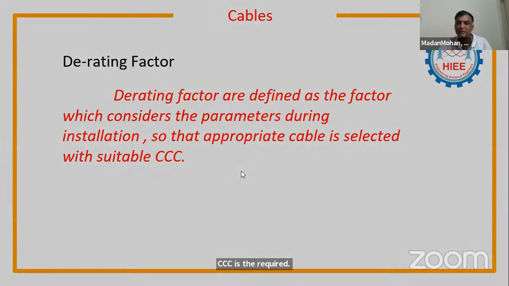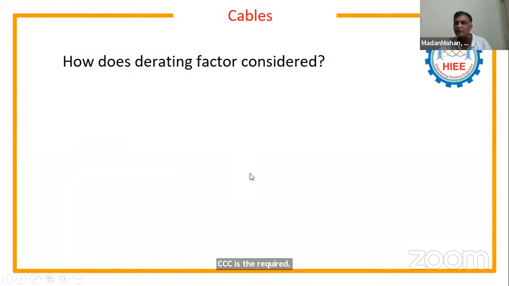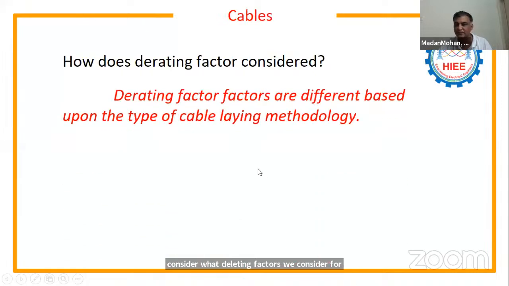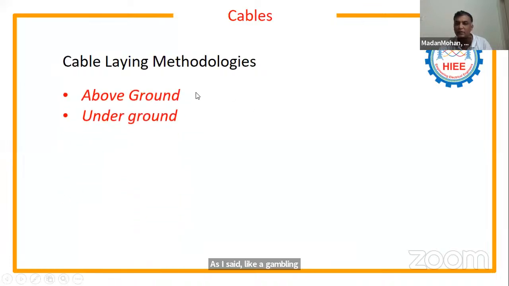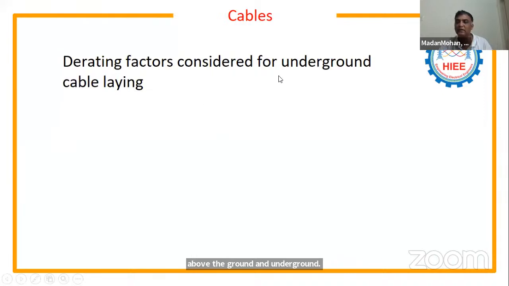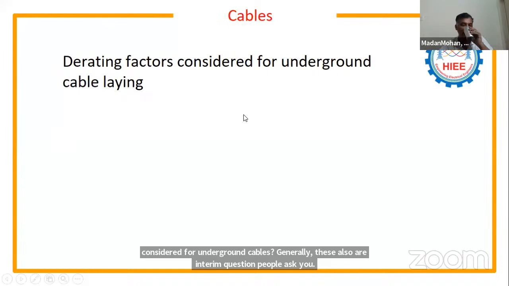Now we have to consider what derating factors we apply for underground cables and above the ground cables. How is a derating factor considered? Derating factors are considered based on the cable laying methodology. As I said, we have cable laying above the ground and underground. What derating factors are considered for underground cables? Generally, this is also an interview question people ask you. So, what derating factors do we consider for underground cable laying?